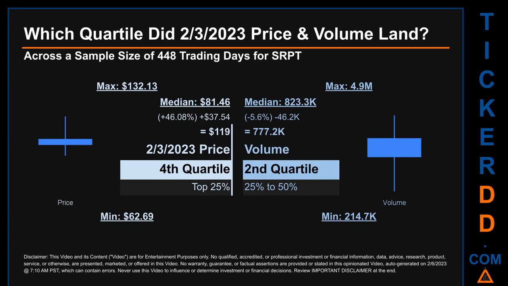Descriptively, SRPT has a median price of $81.46. Therefore, the 3rd of February 2023 price was higher from that middle marker by 46.08%. The day's volume of 777.2 thousand was less than the median by 5.6%.